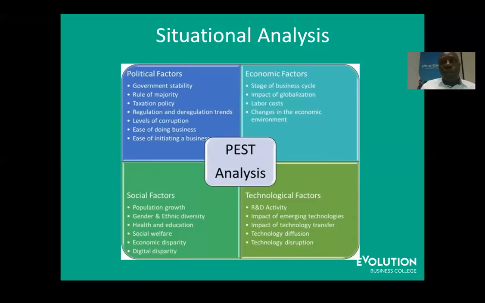That is why a lot of international investors look at PEST and ask, what are the risks? They look at the risk factors of investing in certain countries and say, I would not invest in that country because any slight political upheaval, my investment is blown up. And then we look at social factors. Social factors means looking at the population growth, and gender and ethnic diversity. You look at social welfare, economic disparity, and digital disparity.